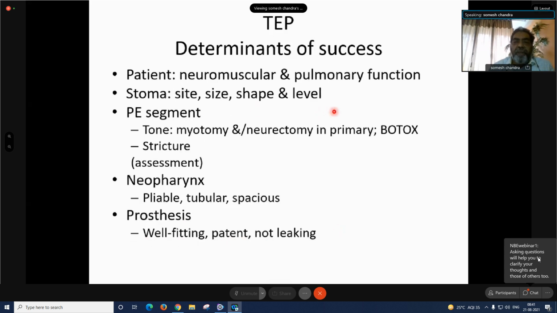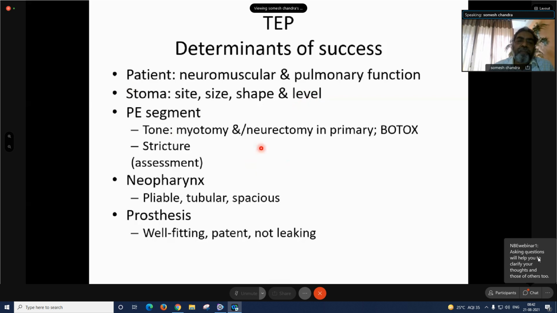What are the determinants of success of a TEP puncture and artificial valve speech? Obviously, neuromuscular and pulmonary functions have to be adequate, so they should not have severe emphysema or COPD. The stoma: size, shape, and level. Size and shape we have discussed. Level is that normally once you create a tracheostomy after a total laryngectomy, it's in the space of Burns in the suprasternal notch, and the sternal heads of the sternomastoids stand out prominently, and the stoma lies in a cusp depressed from the surrounding areas. So if you divide the sternal heads of the sternomastoid, this area gets flattened and it's easier to occlude and it functions better. So you have to level that area.